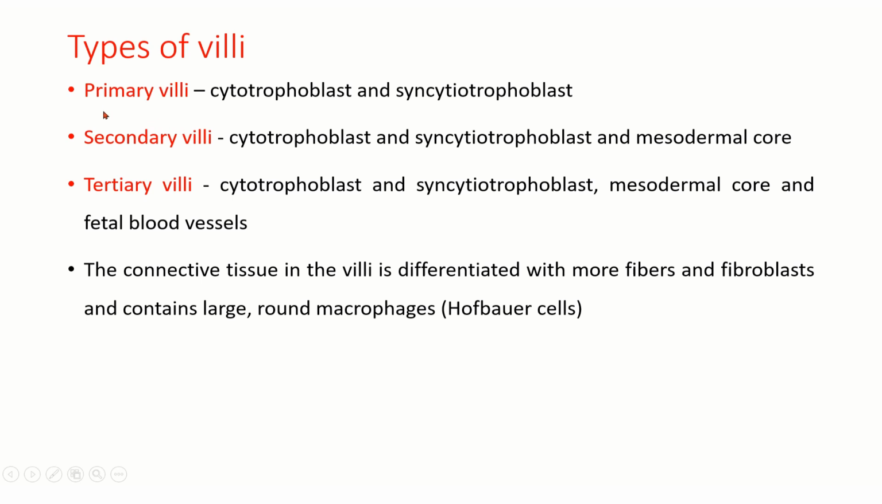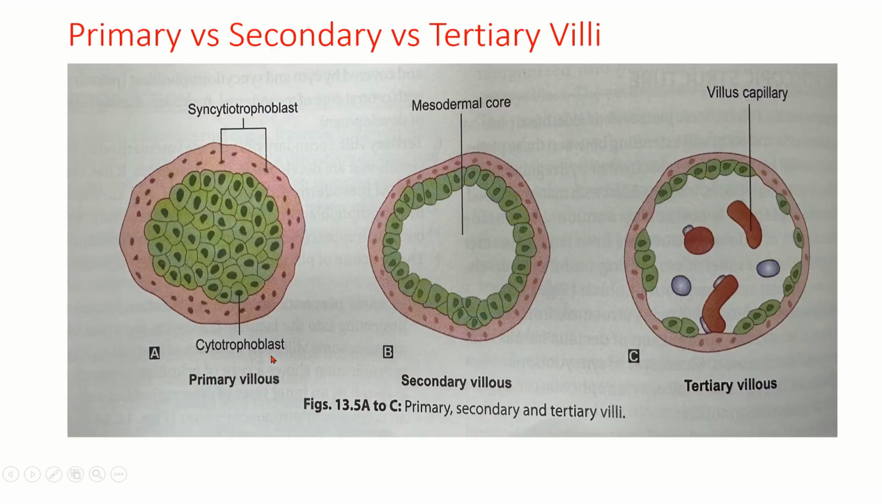So types of villi: the primary villi, which has only the cytotrophoblast and syncytial trophoblast. Secondary villi, cytotrophoblast, syncytial trophoblast, and mesodermal core. Tertiary villi, cytotrophoblast and syncytial trophoblast, mesodermal core, and fetal blood vessels. The connective tissue in the villi is differentiated with more fibers and fibroblasts and contains large round macrophages called Hofbauer cells. This is important, Hofbauer cells.